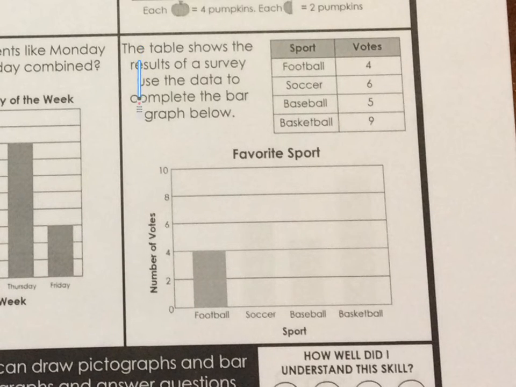The next one says, the table shows the results of a survey. Use the data to complete the bar graph below. Now here they're asking you to draw in your own bars, your own bar graph. They give you the data here. Now it's your turn to draw it here, okay? And you can make this fun, third graders. You can use your favorite crayon, your favorite marker, whatever you have at home to brighten up the page a little bit.